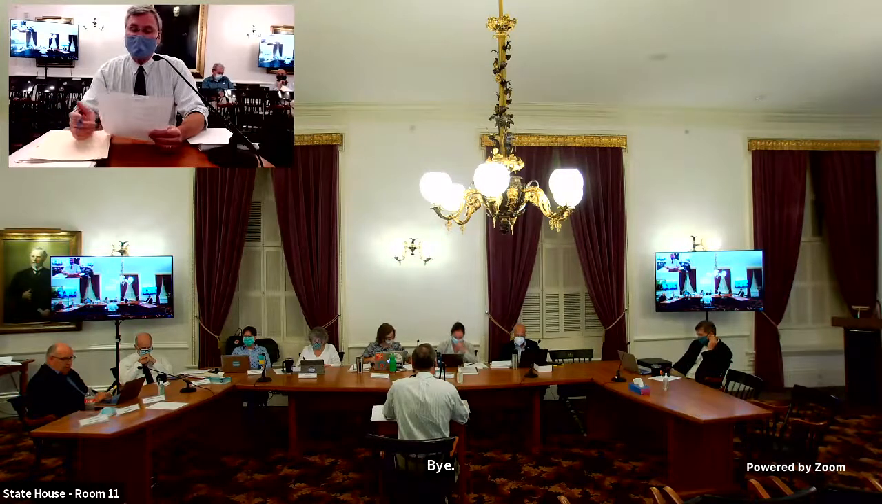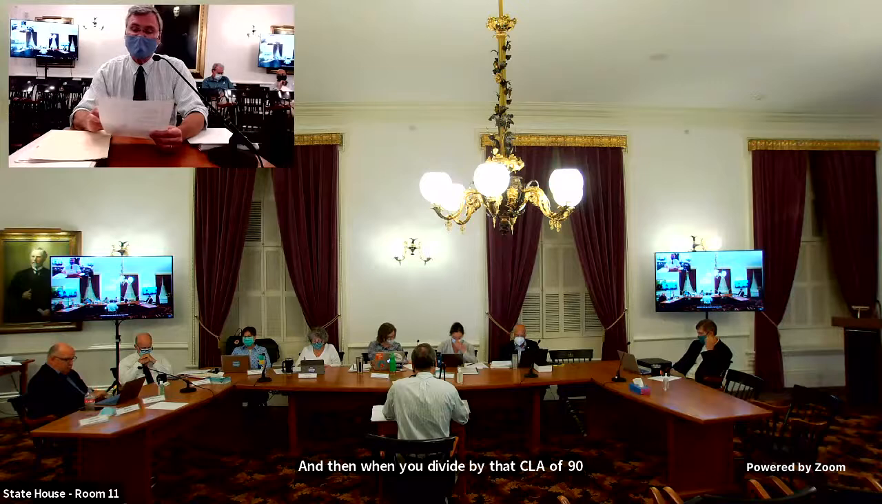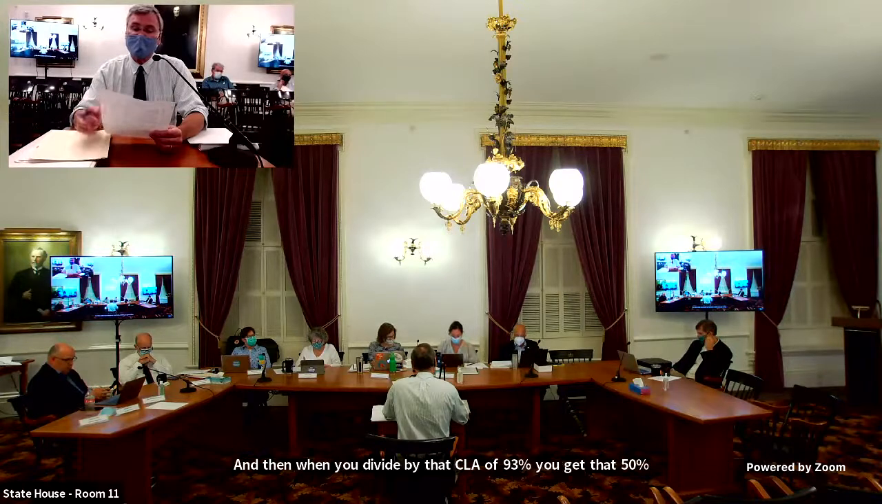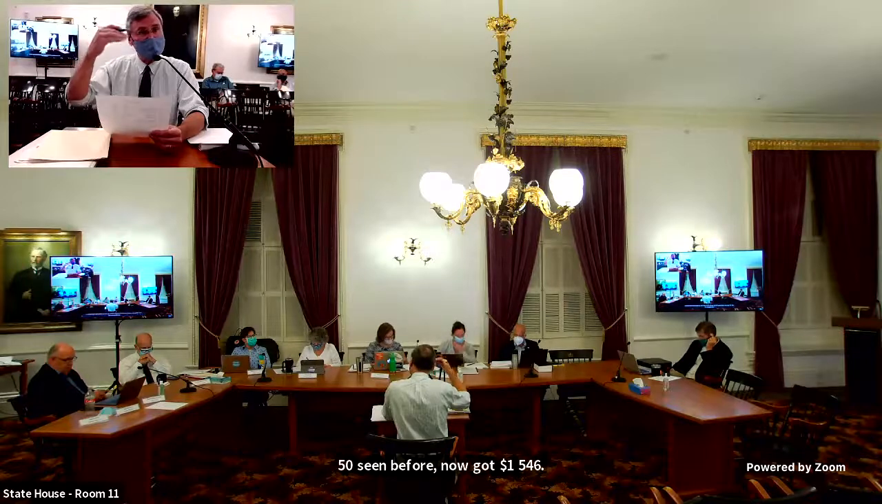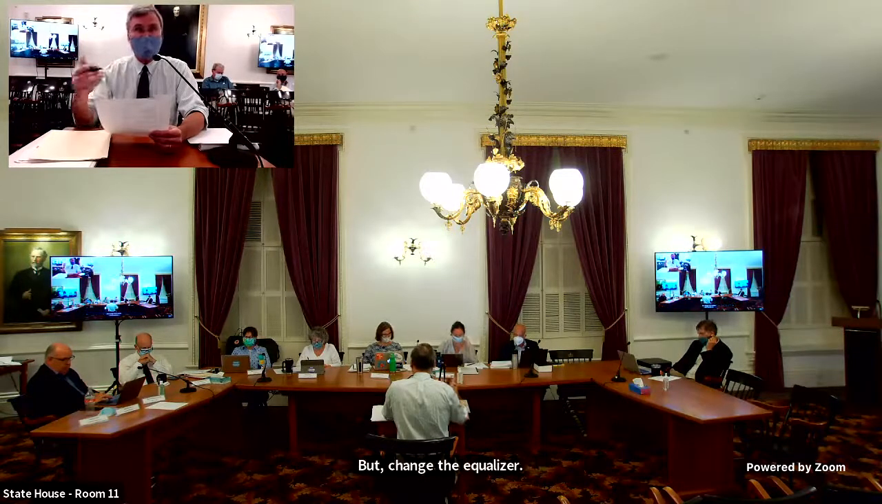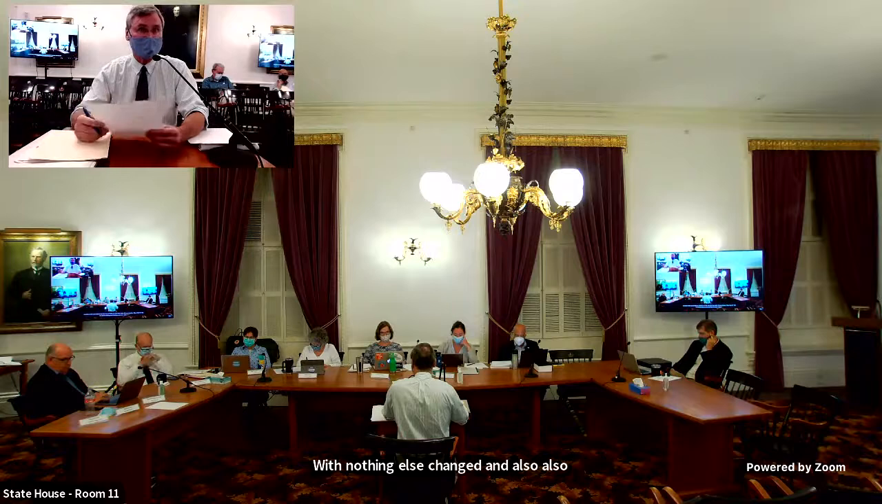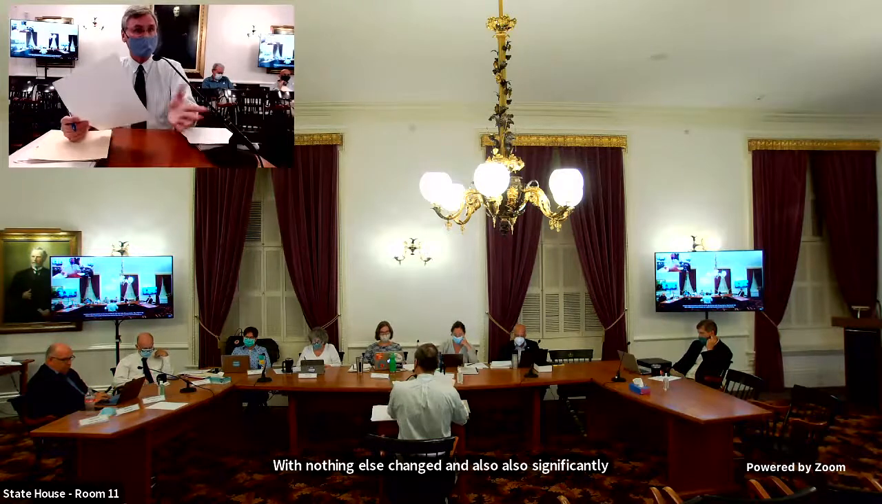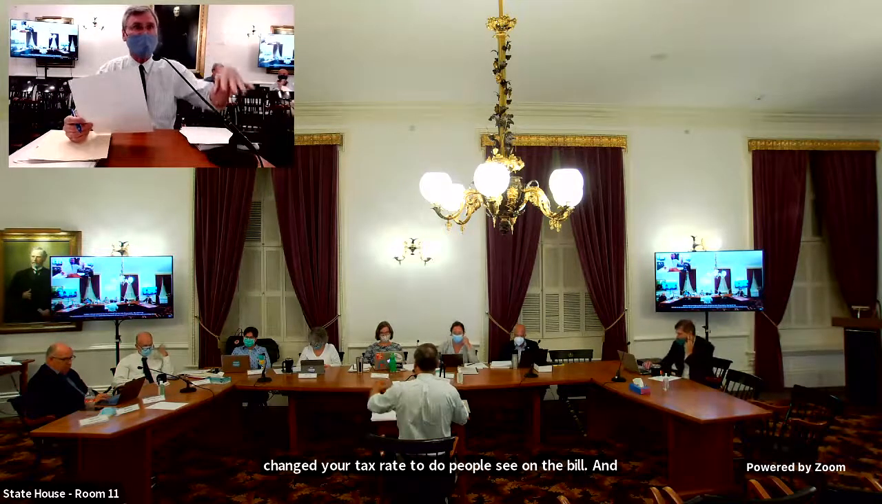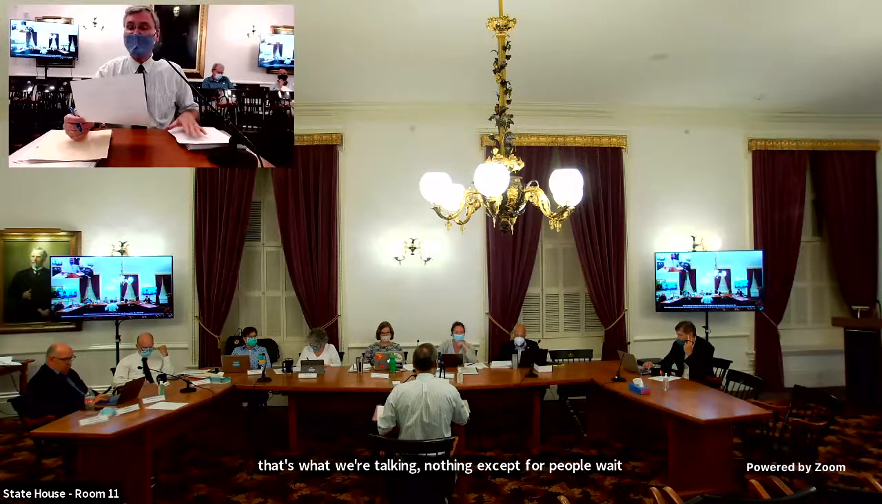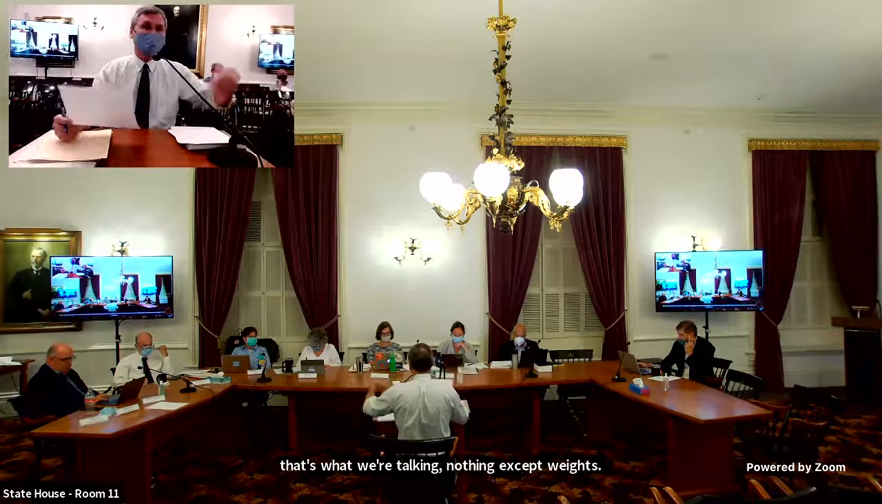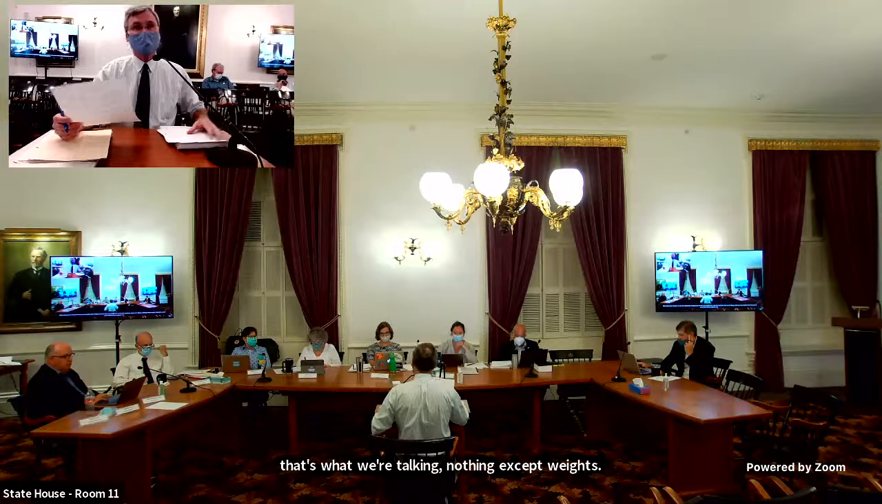And then when you divide by that CLA of 93%, you get that $1.50 I've seen before, now about $1.4546. So a change of the equalized pupils with nothing else changing also significantly changes the tax rate that people see on the bill. And that's what we're talking about. Nothing else changes except equalized pupil weights. Okay. And when you put all these factors together, that's when you really get confused.